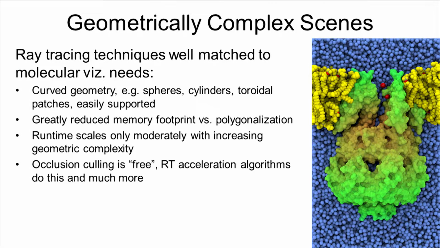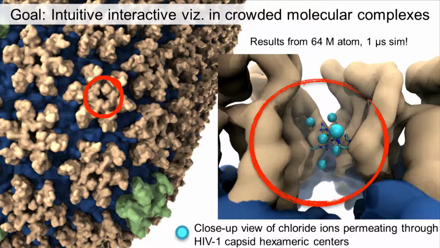So again, for our kinds of geometry, ray tracing is beneficial because we can directly render curved surfaces. That saves us a lot of memory and gives us much higher quality images by default. And that makes it easier for us to bring out salient features like in this HIV capsid. You can see this little red circular region. Because we have ambient occlusion lighting, you can see where the pores in those hexamers are immediately.